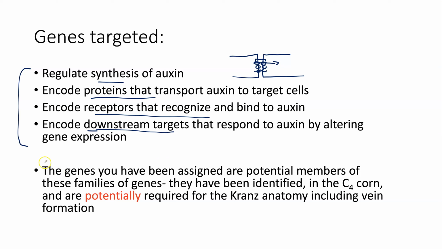So each pair of students has been assigned a gene. And as I said, they've been identified in corn, which is a C4 plant. And they are possibly required for the anatomy, and especially the ones we're interested in are the ones that will induce the formation of veins.